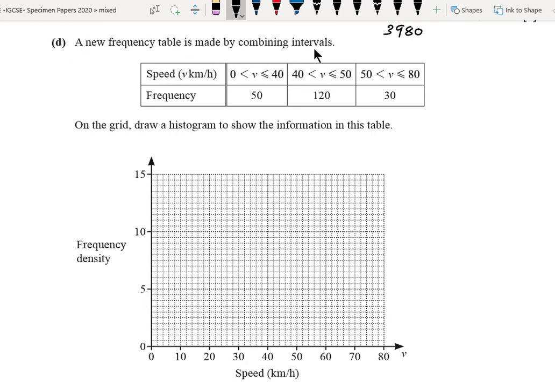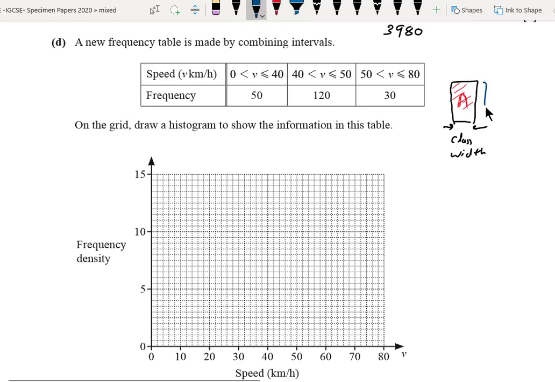D, a new frequency table is made by combining intervals, as shown here. On the grid, draw a histogram to show the information in this table. In this question, don't forget that for each bar in the histogram, you have the class width. This is called the class width, and the area of this rectangle is the frequency. This is the area which represents the frequency.